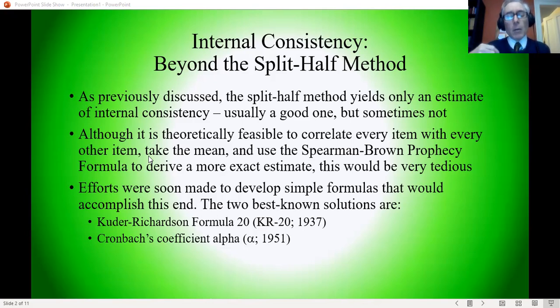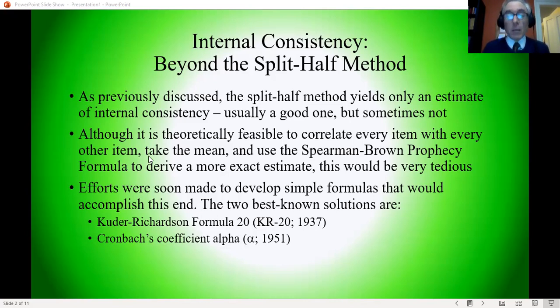measure. Now, in theory, you could, for every item on the test, calculate its correlation with every other item on the test and take the average of all those correlations, and then use the good old Spearman-Brown prophecy formula to get a more precise estimate. But let's not and say we did. That would be very tedious, especially with tests that have 30, 40, or 50 items on them.